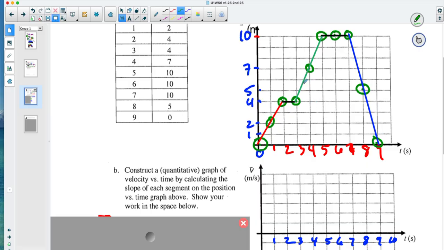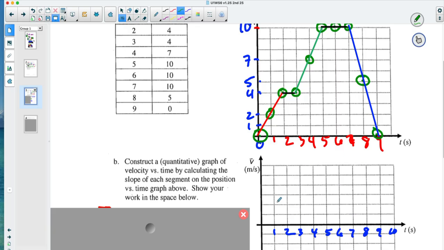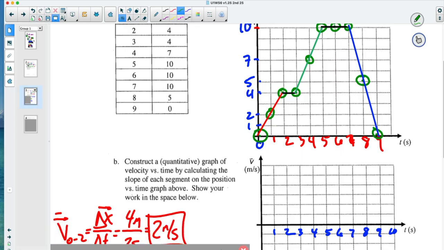Notice that the 2 times when it was stopped, I used black, and then phase 1 was red, phase 3 is green, and phase 5 is blue. So we were then asked to build a velocity versus time graph. To do that, we have to calculate the velocities.